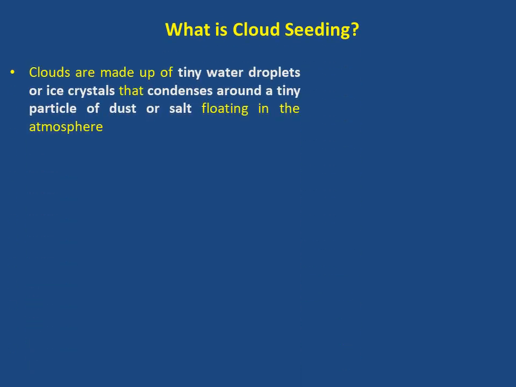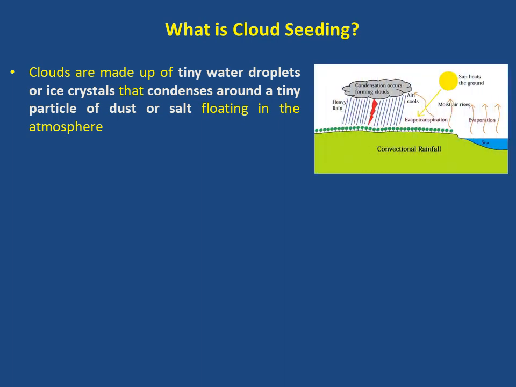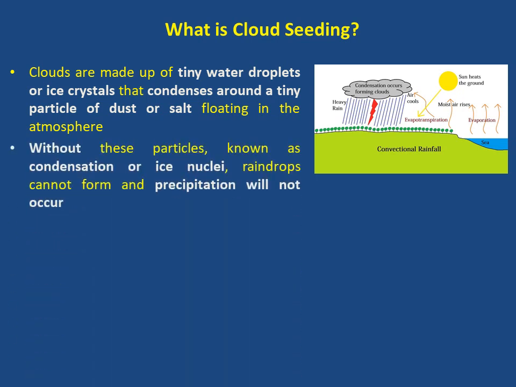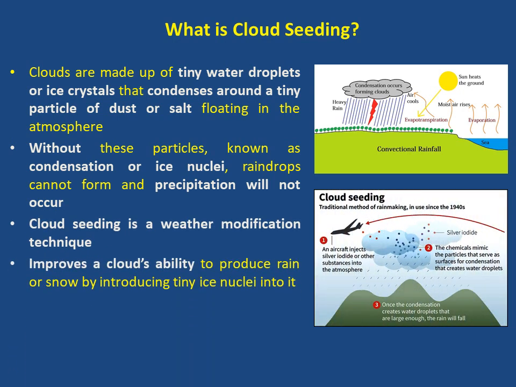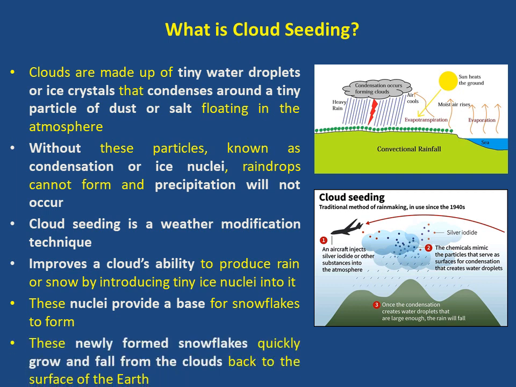Clouds are made up of tiny water droplets or ice crystals that form when water vapor in the atmosphere cools and condenses around a tiny particle of dust or salt floating in the atmosphere. Without these particles, known as condensation or ice nuclei, raindrops or snowflakes cannot form and precipitation will not occur. Cloud seeding is a weather modification technique that improves a cloud's ability to produce rain or snow by introducing tiny ice nuclei into certain types of sub-freezing clouds. These nuclei provide a base for snowflakes to form. After cloud seeding takes place, the newly formed snowflakes quickly grow and fall from the clouds back to the surface of the earth, increasing snowpack and stream flow.